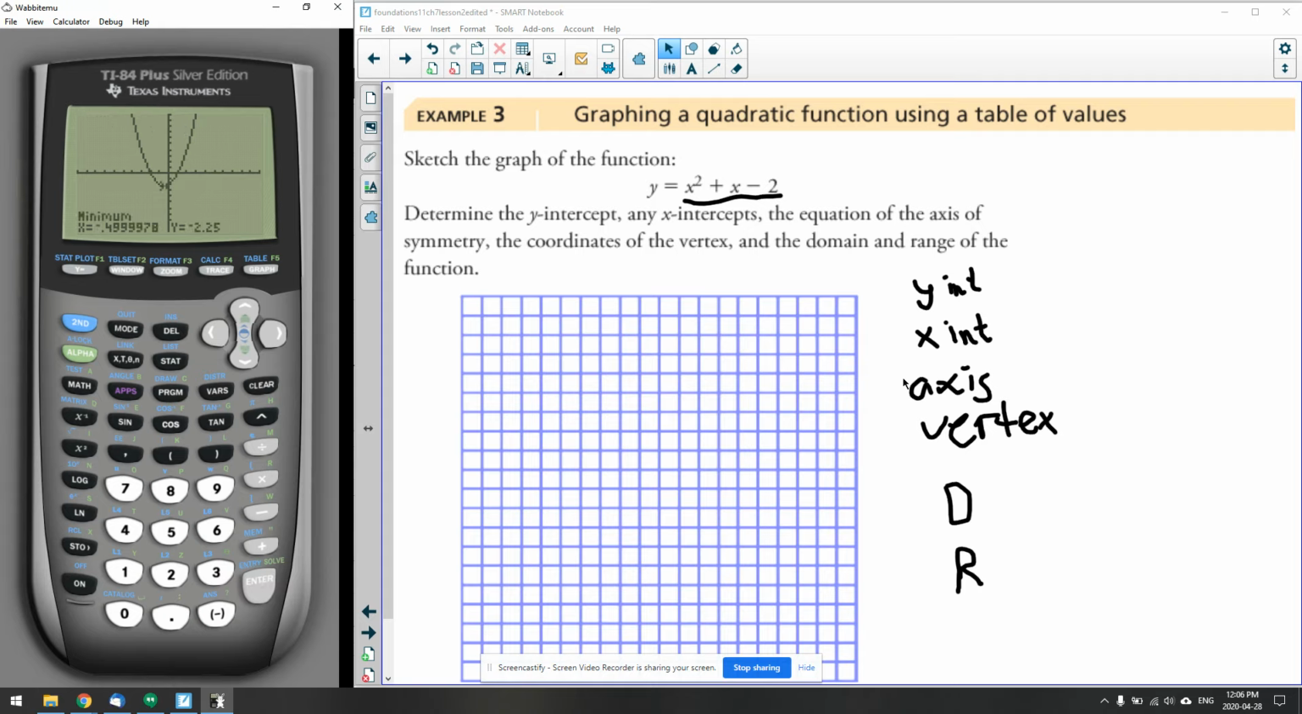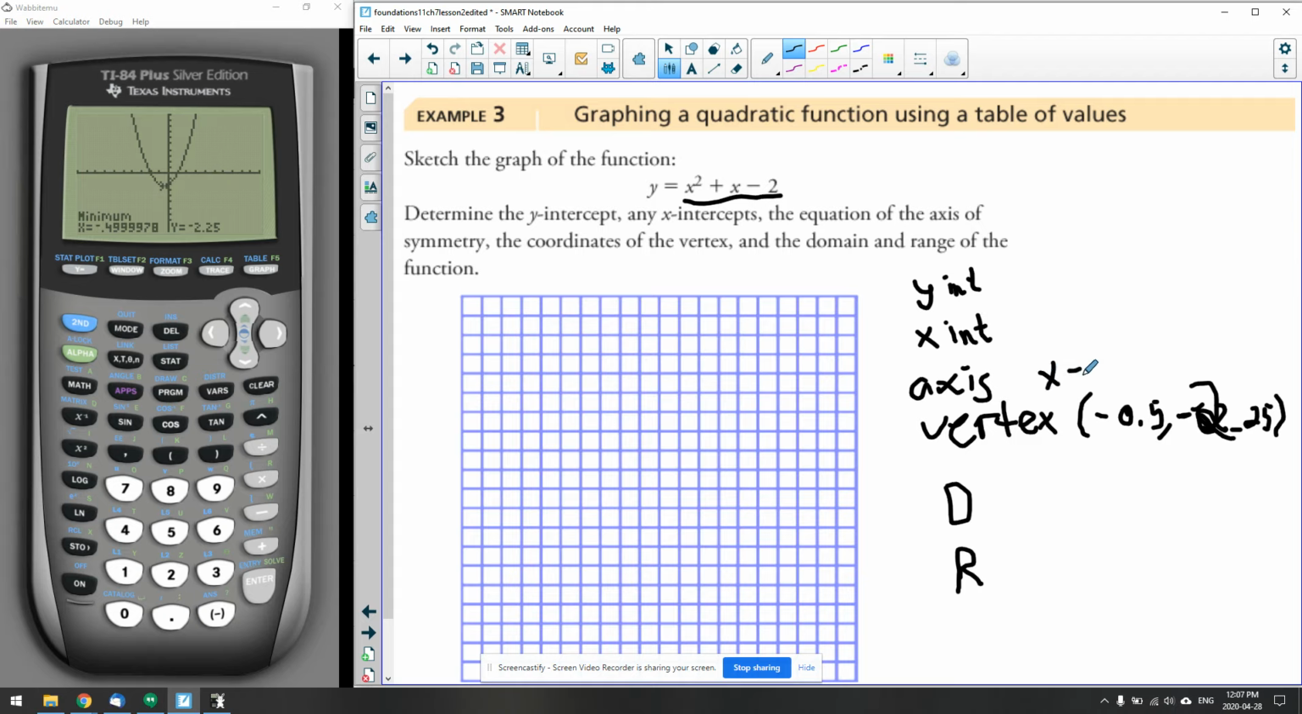So we get our vertex at point negative 0.5. So we'll round that to negative 0.5 and negative 2.25. Trying to draw with my mouse here. It's pretty rough. That's a 2. There, that sort of looks 2-ish. So that's our vertex.